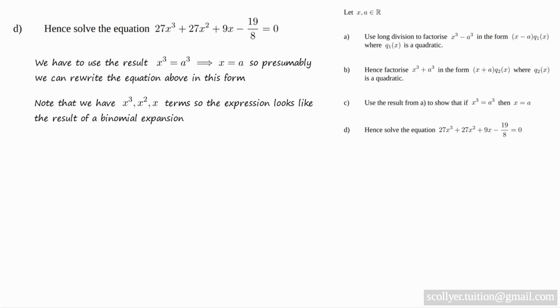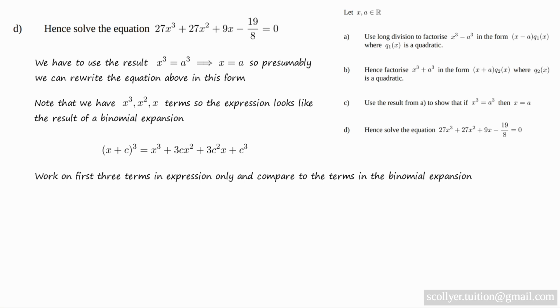Now we note that we have terms in x³, x², x, and also a constant, and so the expression looks like the result of a binomial expansion, where the relevant binomial expansion is (x + c)³ = x³ + 3cx² + 3c²x + c³. And in order to see how that applies here, we will look at only the first three terms in the equation and compare that to the first three terms in the binomial expansion.